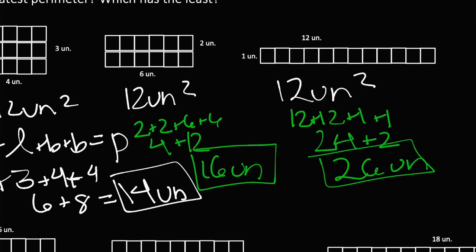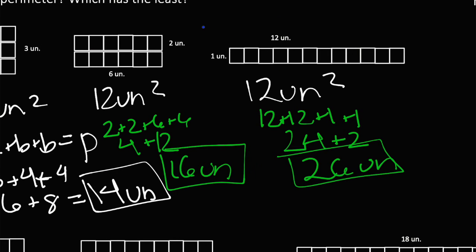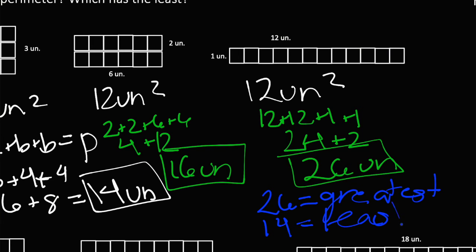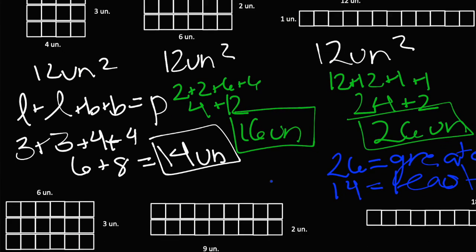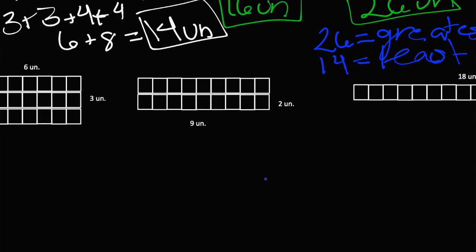So if we look at this, we immediately can see that 26 is the greatest perimeter. 26 equals greatest. But which one's the least? Well, we know that 14 is less than 16, so we can say 14 is the least. So we know that 14 is the lowest perimeter there is. So let's try these three now.